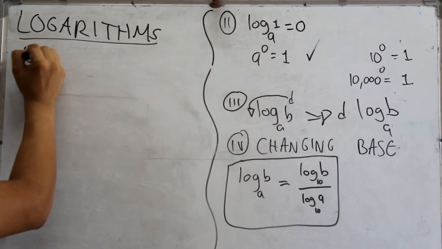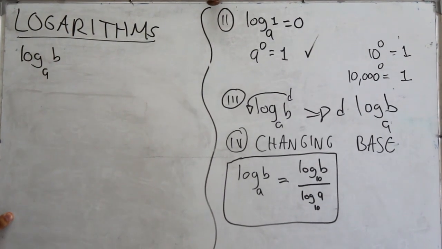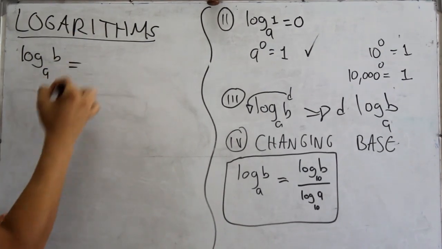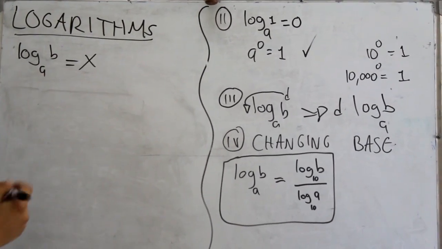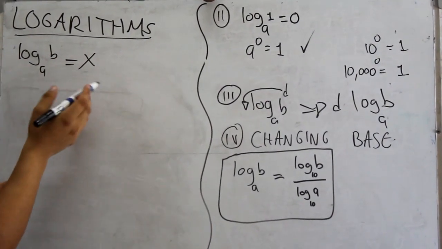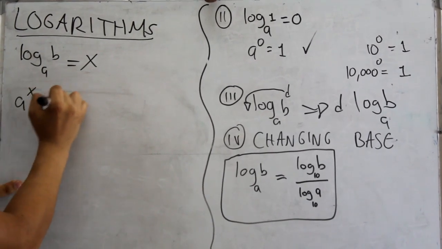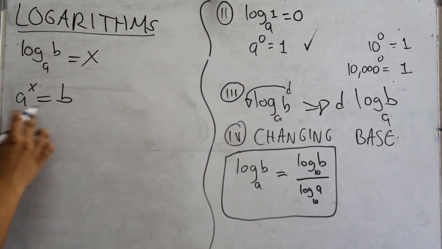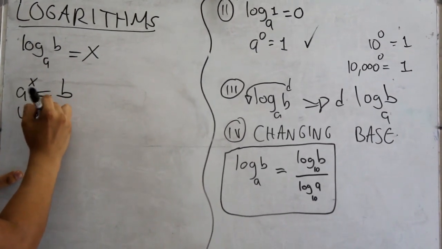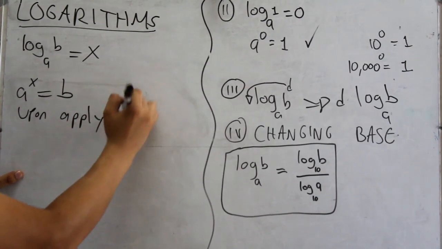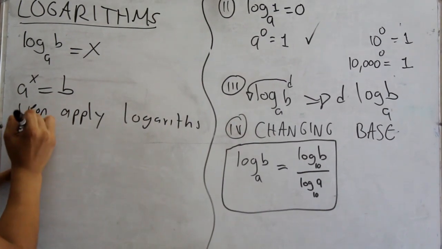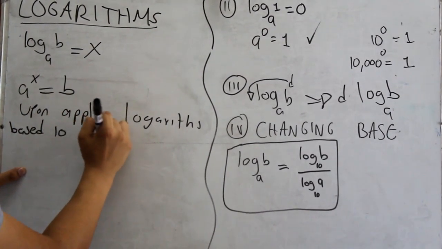If, let's say, we have logarithm base a of b, now let this be equal to, let's just say, x. We can let this be x. If I change it to exponential form, I will get a power x is equal to b. I think you guys understand what I did here. A power x is equal to b. Now, apply logarithm base 10 on both sides.